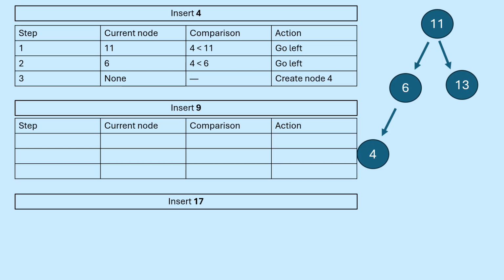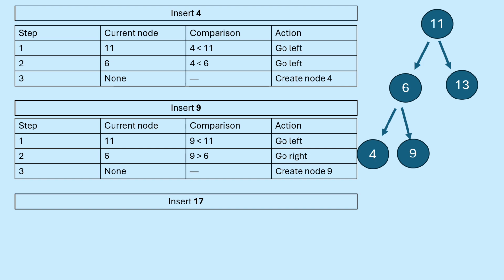We need to do the same for inserting 9. I want you to start thinking with me. So 11, well, 9 is smaller, so we're going to go to the left. Well, on the left of 11 is 6. We need to do the same thing. We need to compare 6 and 9. Well, 9 is bigger than 6, so we need to go right. Now, on the right side of 6 is null. Now, this is where the base case has been reached. In this case, we need to create our node, and our node will have a value 9.